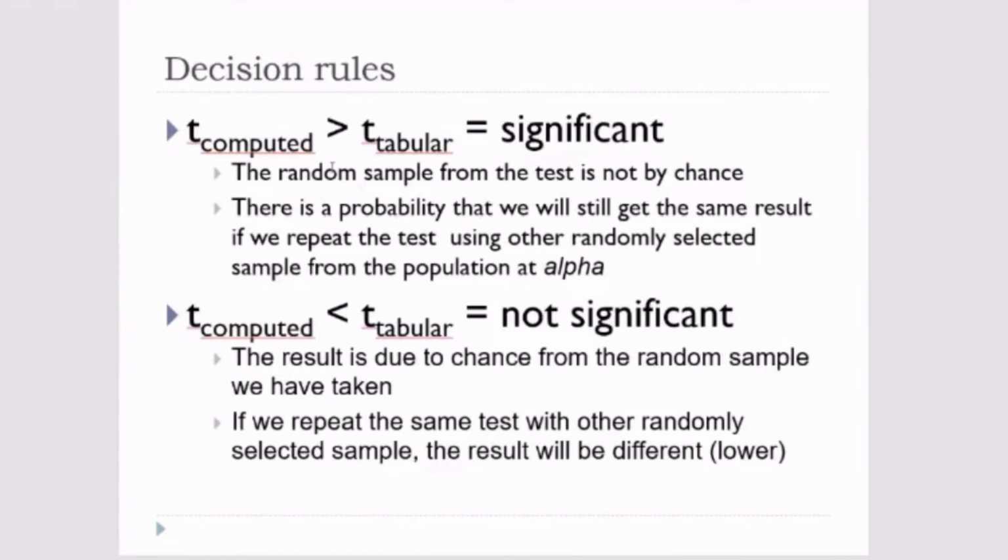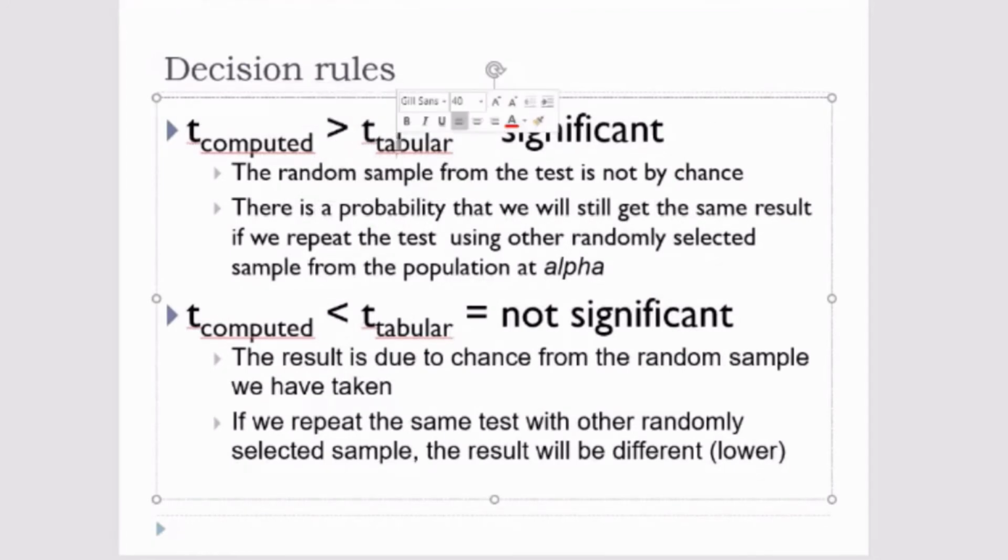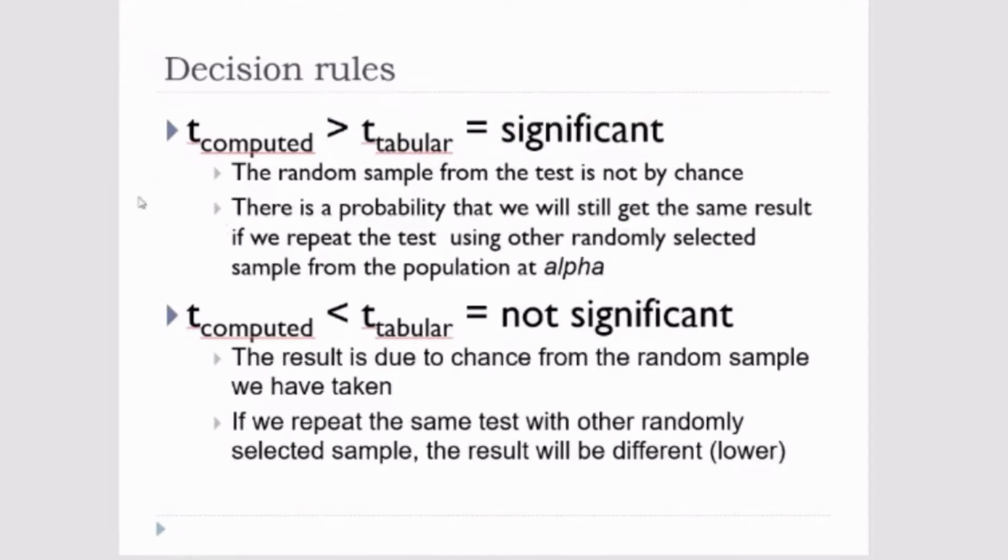So what do you think? Which is the correct decision here? Which is greater, computed or tabular? Computed. Okay, the T computed is greater than the T tabular. Significant. Okay, very good. So our relationship is significant, because we used 0.05 as alpha. So what does it mean? The relationship between hospitals and MMR is significant at the 0.05 alpha level.